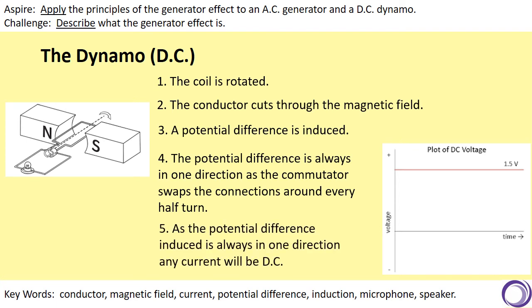As the potential difference is induced, it's always in one direction. Any current that you get will be DC, direct current, so it'll just flow in one direction around the circuit.